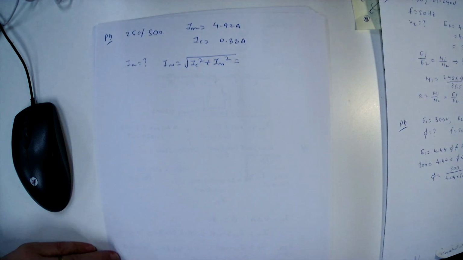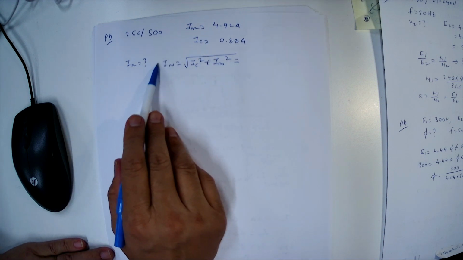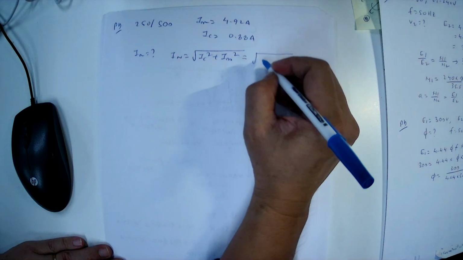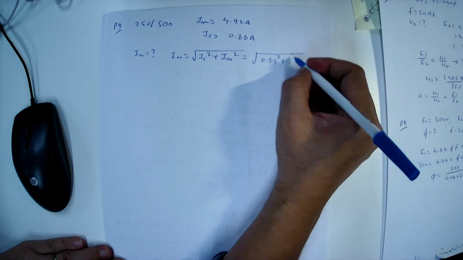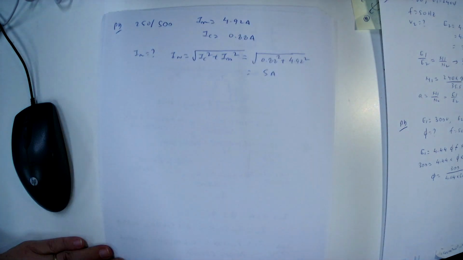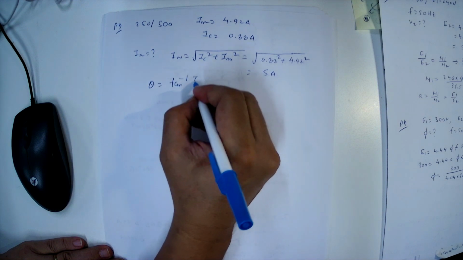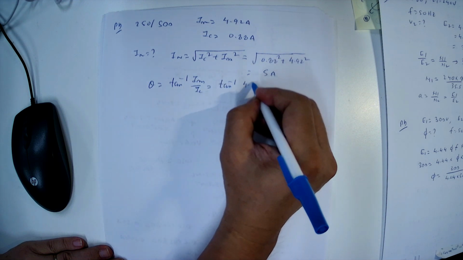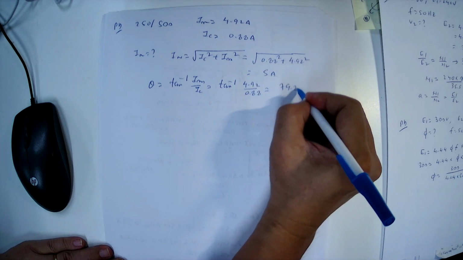So for the 250 to 500 volt transformer, I_M is 4.92, I_C is 0.88. I_N equals the square root of I_C squared plus I_M squared. Therefore, the square root of 0.88 squared plus 4.92 squared. So we got 5 ampere. And the angle also needs to be calculated. Angle theta equals tangent inverse of I_M by I_C. So tangent inverse of 4.92 by 0.88. So we got 79.8 degrees.